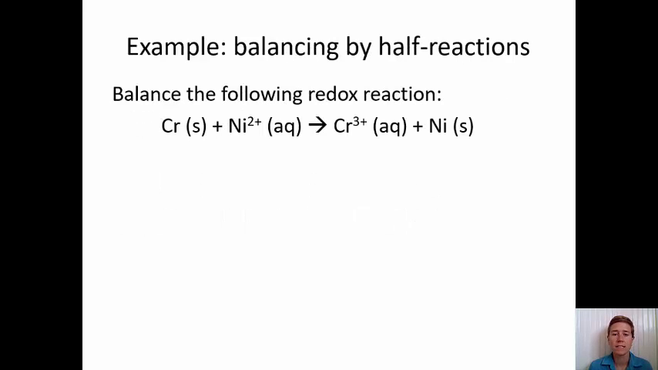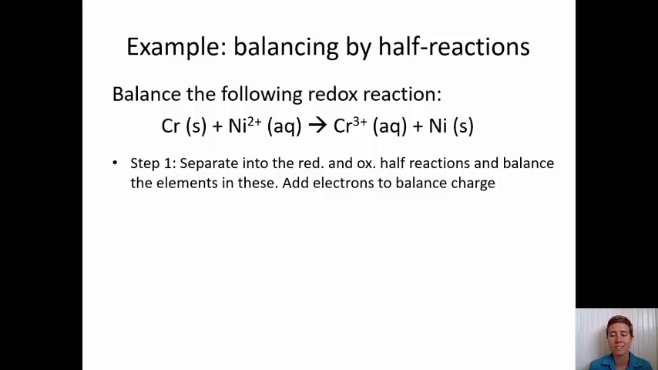So a couple of different ways to balance here. The first one is called balancing by half reactions. So what we do here is we simply separate them into the reduction and oxidation half reactions, balance the elements if necessary, and then we add electrons to equal out the charge. Generally pretty simple to see when we have ions like this. So the reduction half reaction is nickel 2+ going to nickel, so we need 2 electrons to make that work. The oxidation is chromium going to chromium 3+. We lose 3 electrons to make that work. You can also think about it as the 2+ of the nickel needs to balance out with the 2 minuses of 2 electrons, so charge balances.